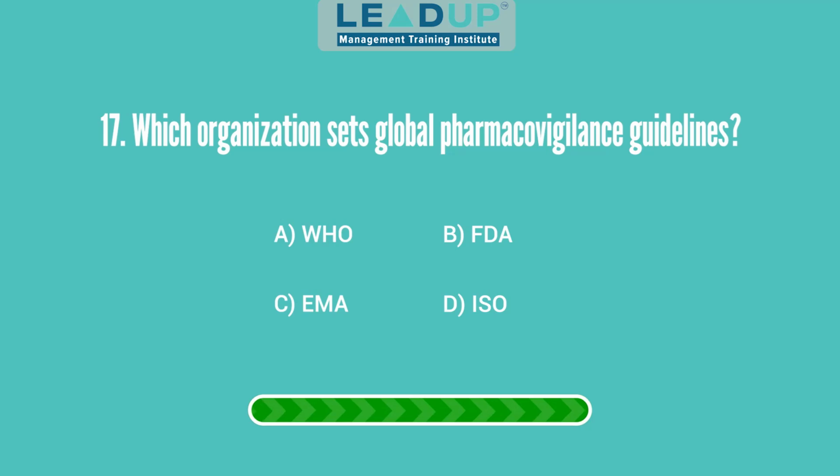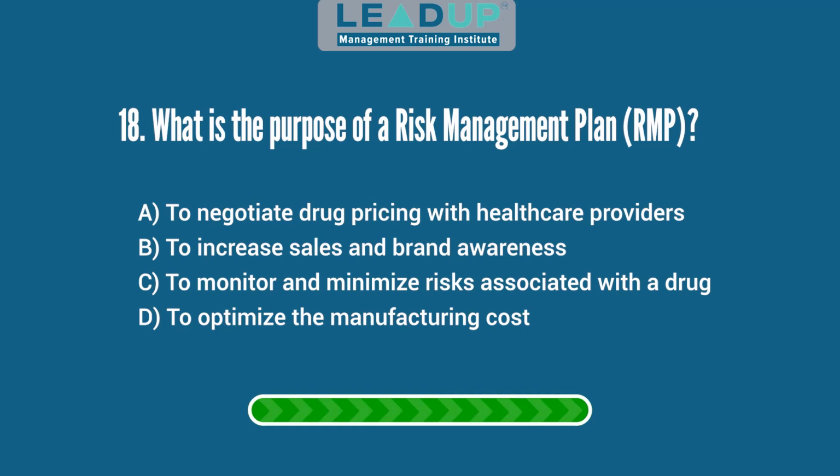Question 17. Which organisation sets global pharmacovigilance guidelines? A. WHO, B. FDA, C. EMA, and D. ISO. The answer is WHO.